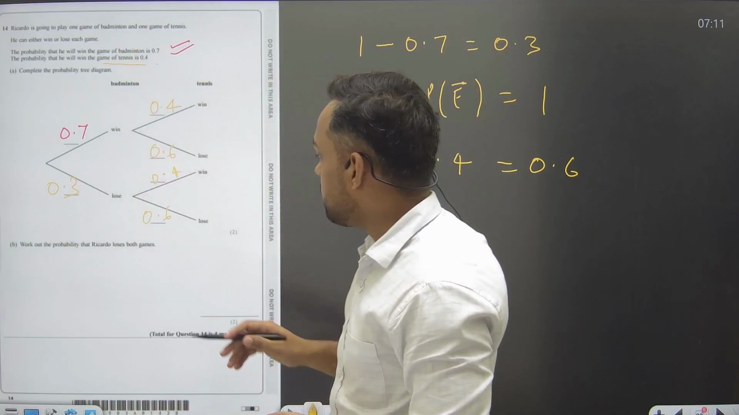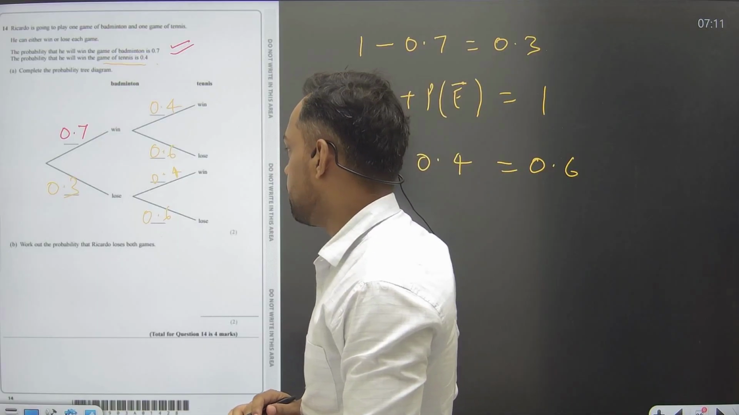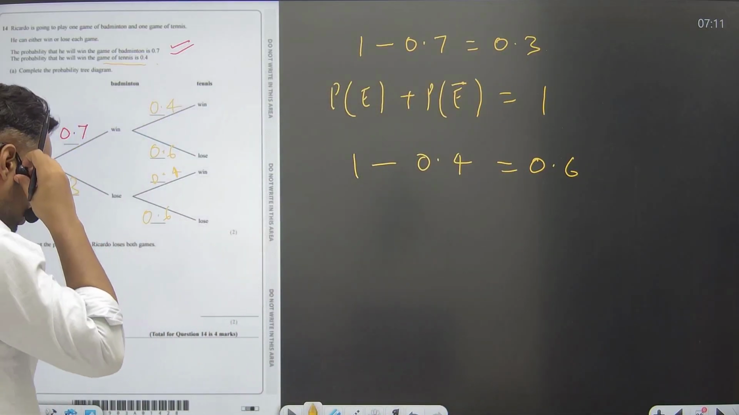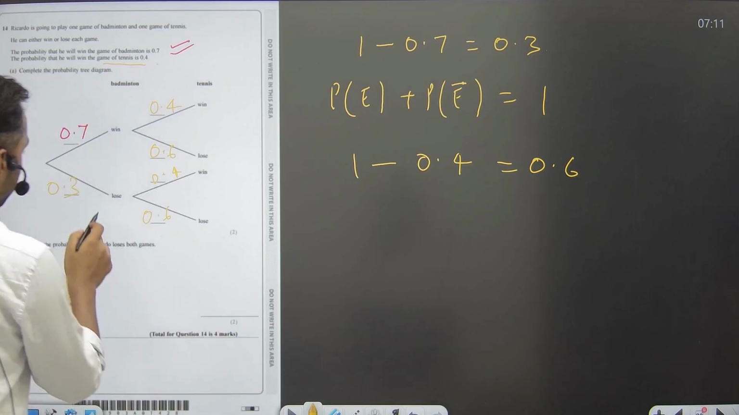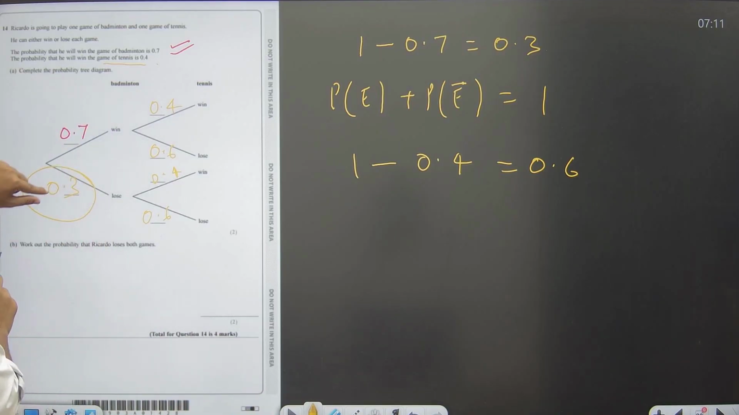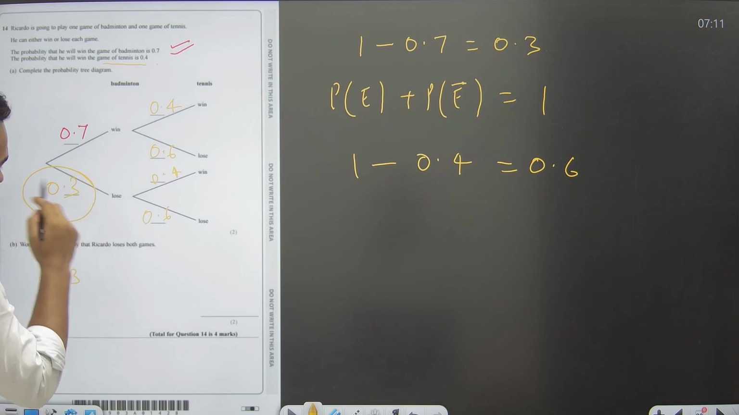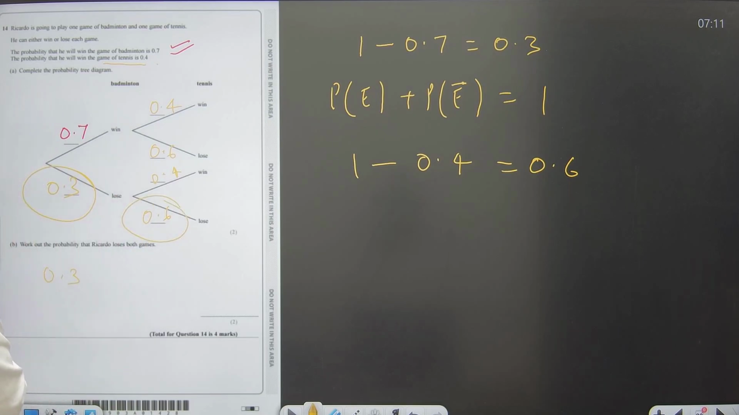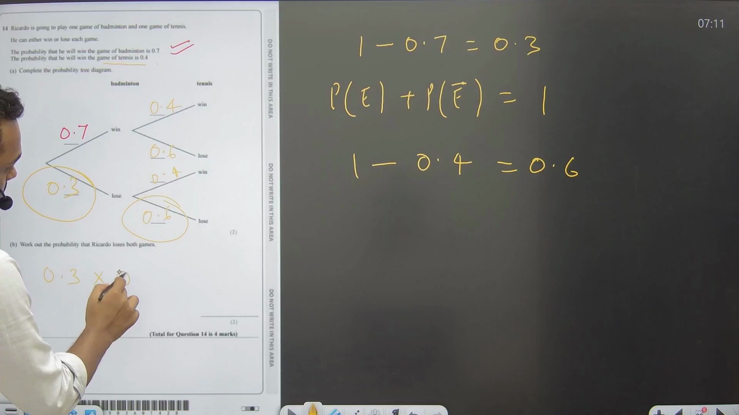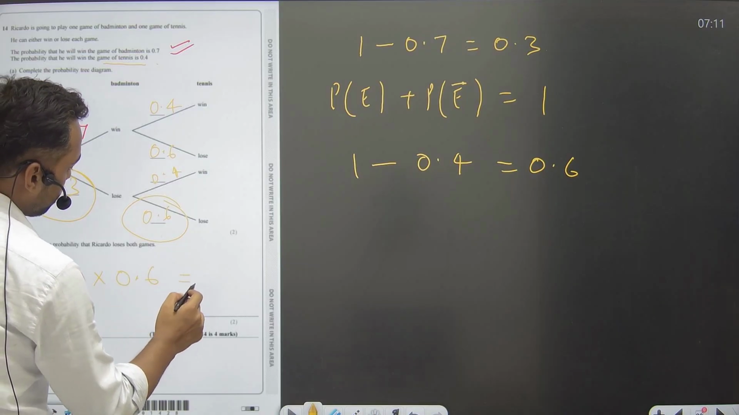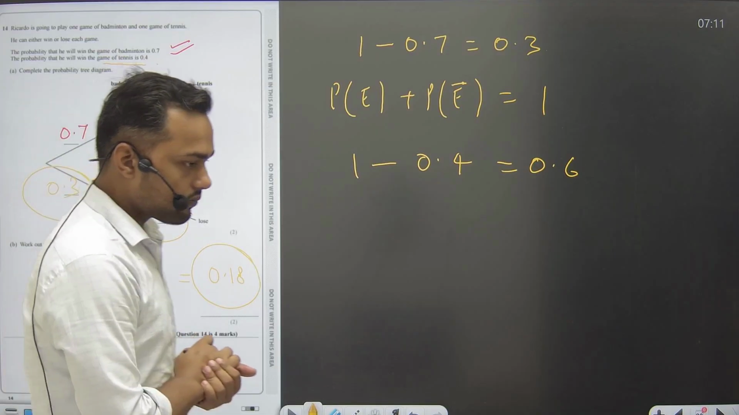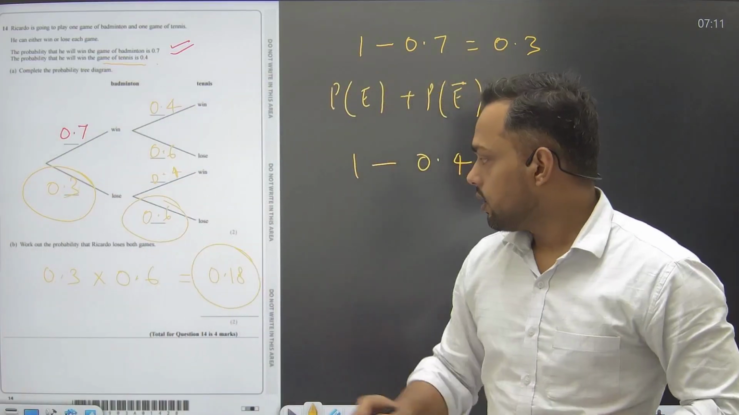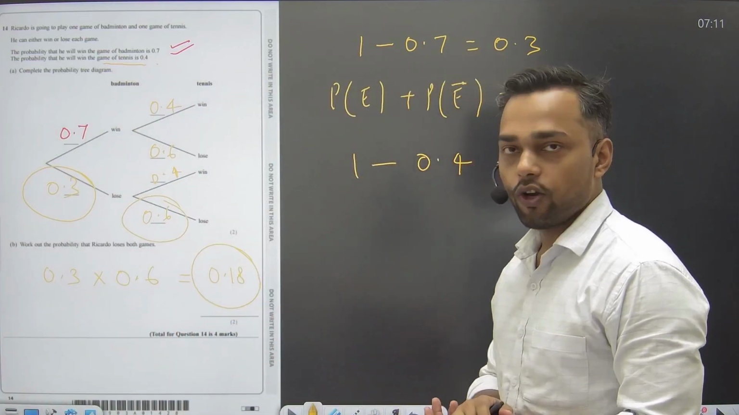Work out the probability that Ricardo loses both the games. Okay, it means this particular person is losing both the games. What will be the probability? See, the probability of losing the game of badminton is 0.3. Similarly, the probability of losing the game of tennis is 0.6. So it will be equal to 0.18. We just need to multiply them, and we will get 0.18.